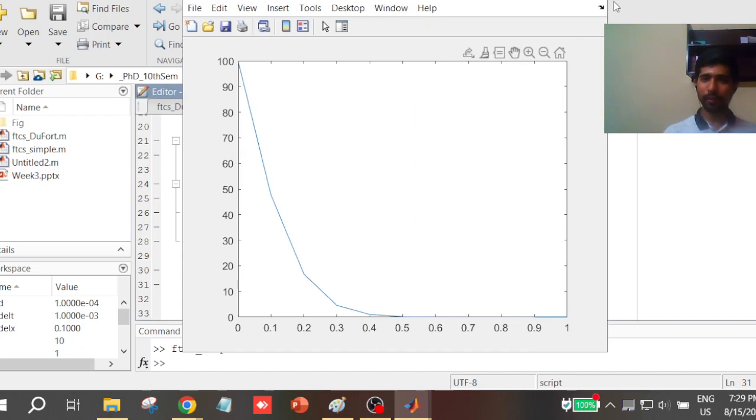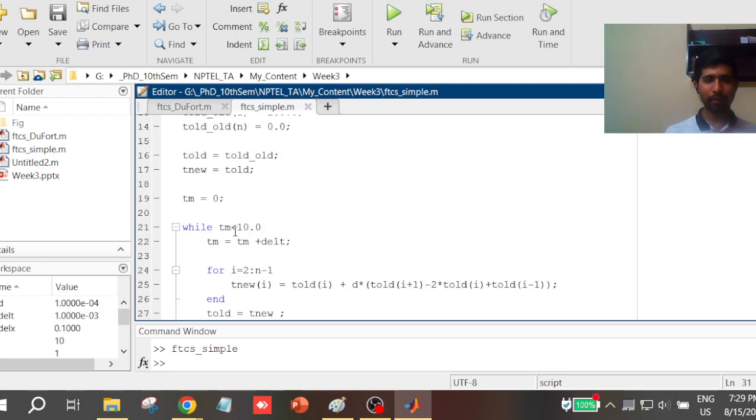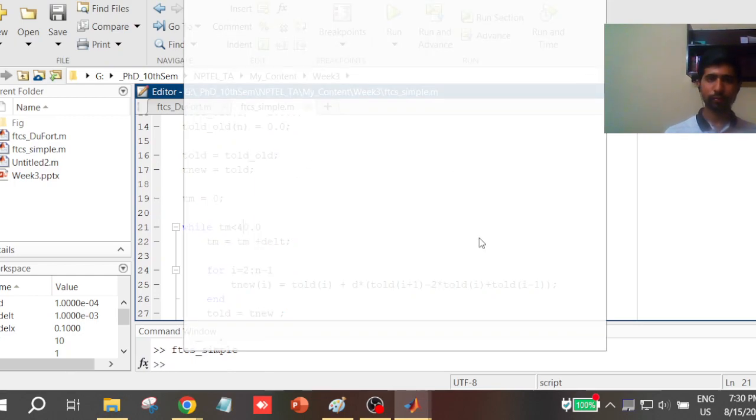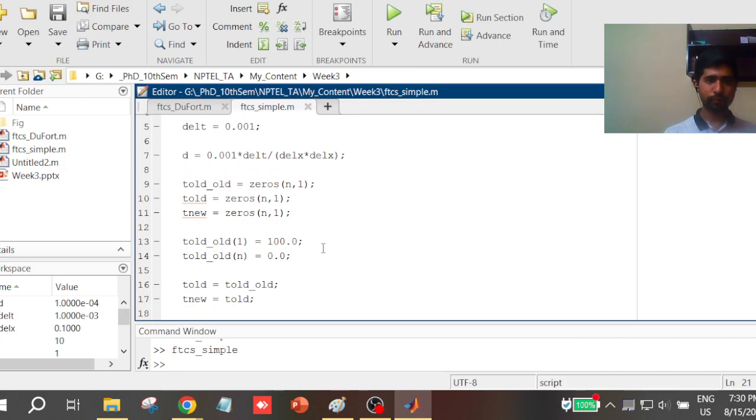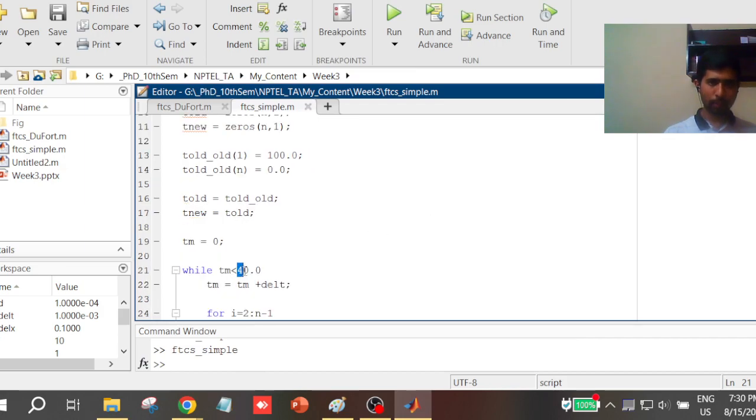Now just let me see what will happen if t is equal to 40. I am getting a different result, right? At t is equal to 10, I was getting from 0.3 only, it was going to 0. Now it is at least coming till 0.6. Now let me go to 100.